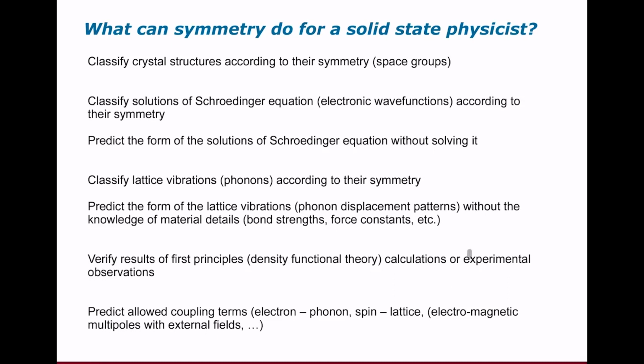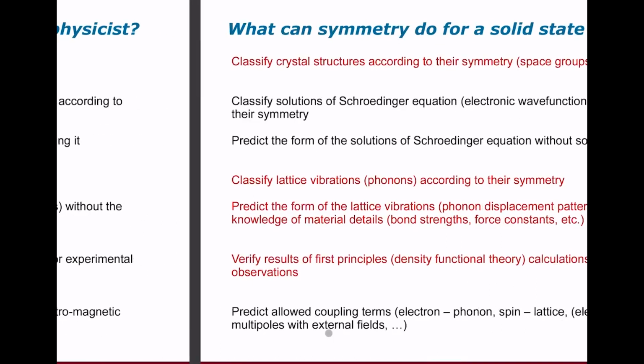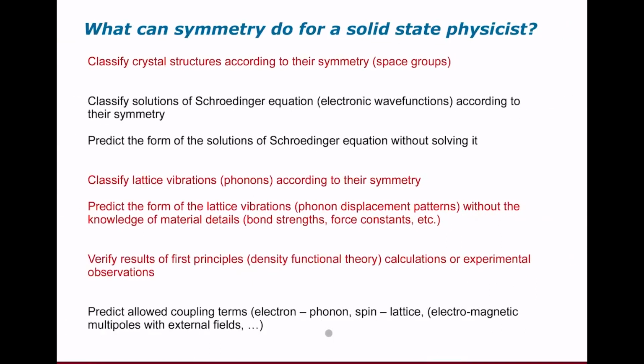We can use all of these tools to verify the results of our first principles calculations, because, being human beings, we tend to make mistakes in first principles calculations. Also, there's numerical noise that comes up now and then, right? So we can verify the results of first principles calculations or experimental observations using the symmetry principles underlying our physical system. And finally, we can predict allowed coupling terms and allowed response terms to external stimuli of crystalline systems.